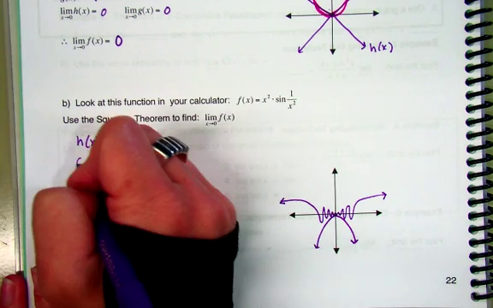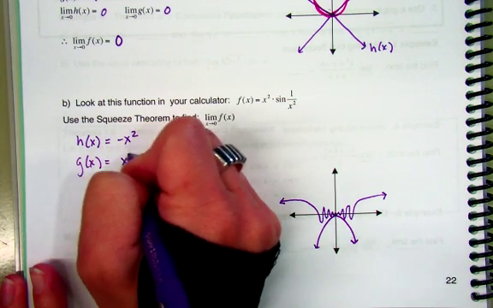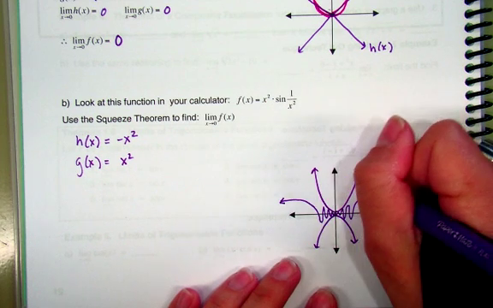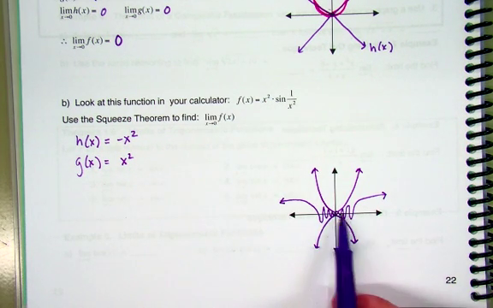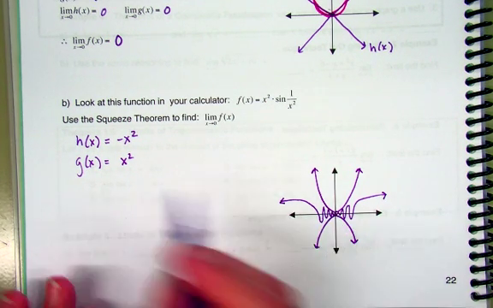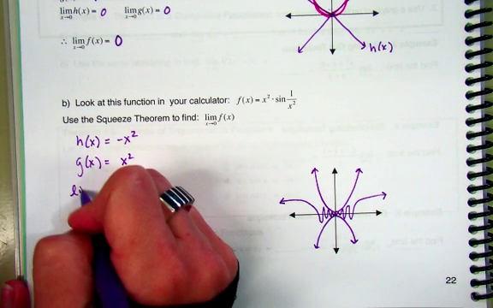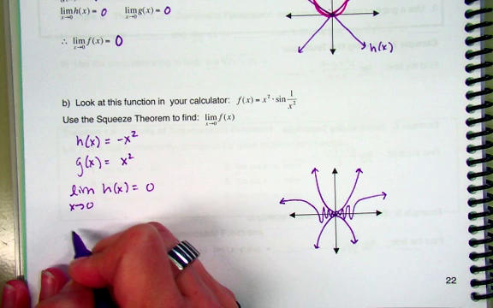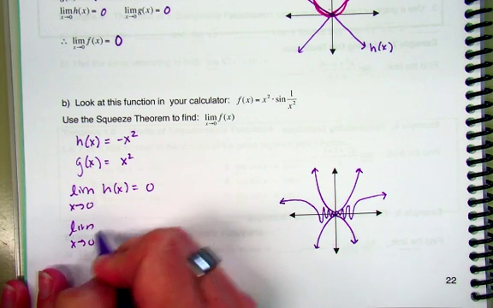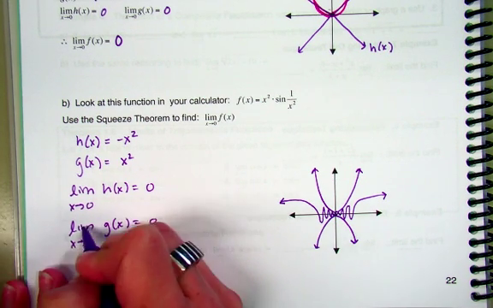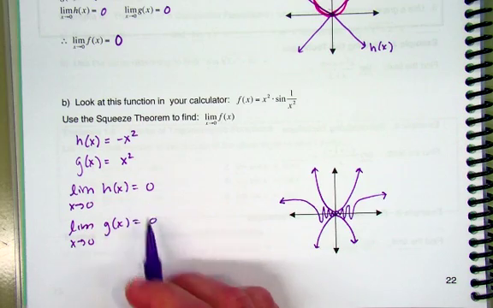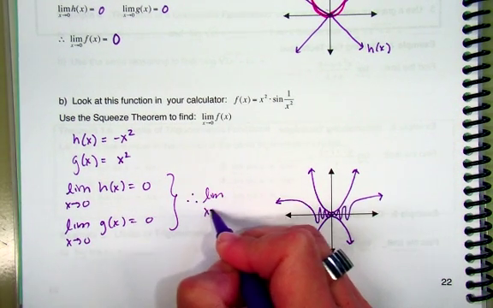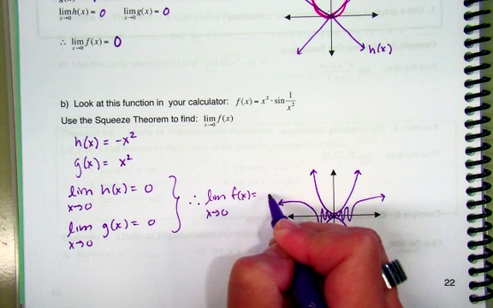And so then let's do a g of x, the bigger one, of positive x squared. So you can see how we're squeezing it in there. For all these very small values, the limit as x approaches 0 of h of x is 0, and the limit as x approaches 0 of g of x is 0. We know those by direct substitution. Therefore, the limit as x approaches 0 of f of x is also 0.